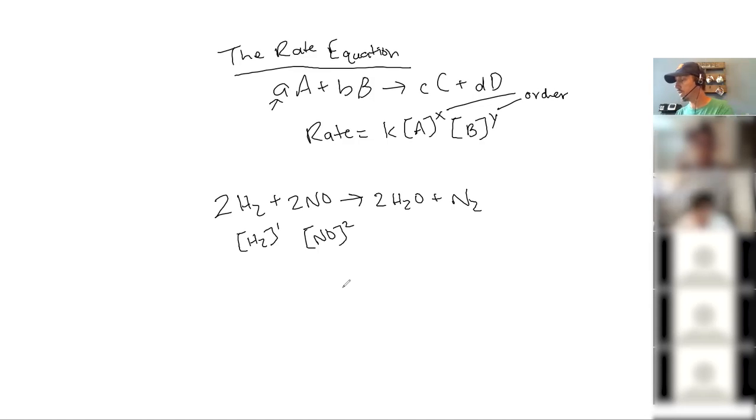When the concentration of H2 is 0.012 molarity and the concentration of NO is 0.045 molarity, when each of the reactants is at this concentration, they tell us that the rate is equal to 3.41 molarity per second. They tell us that's at 25 degrees.